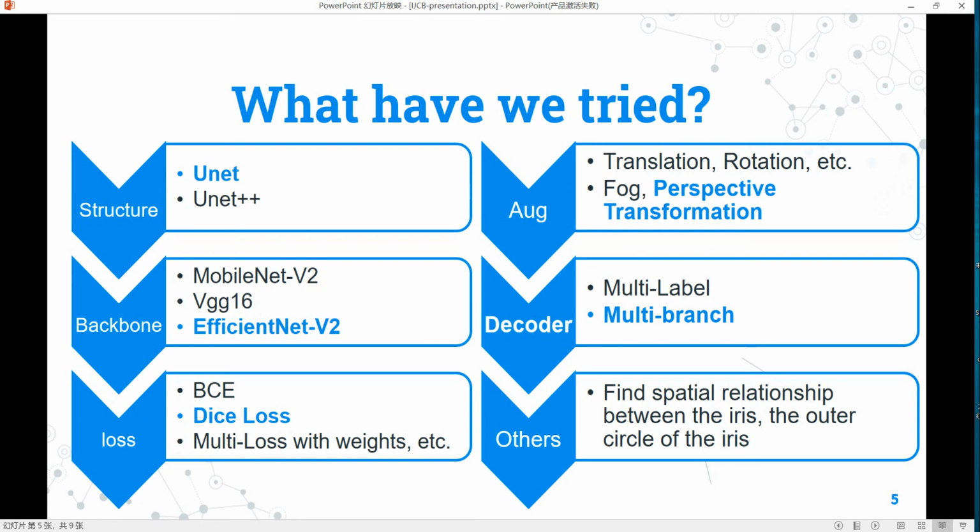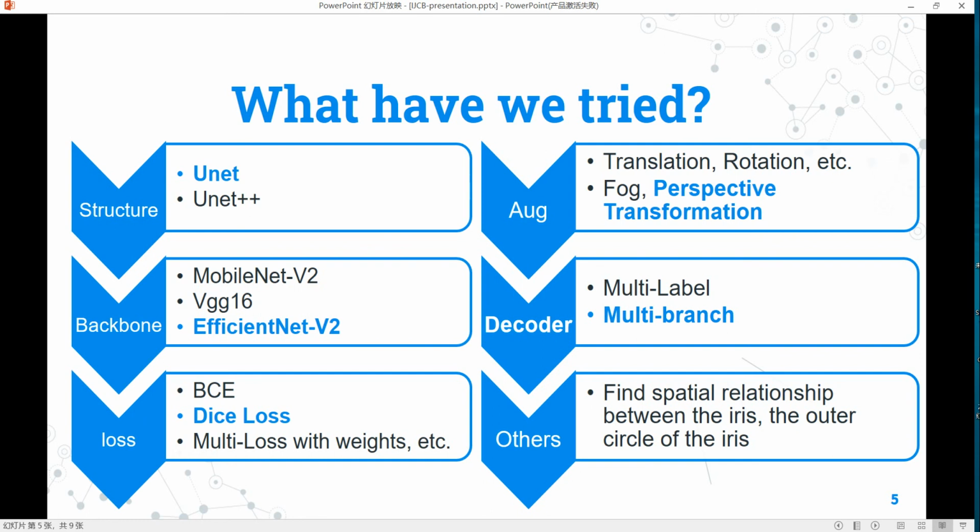The fifth part is the decoder structure. We have tried the multi-label form. Three segmentation result graphs are directly output at the end of the network, but this method was abandoned in the course of our experiment. We chose a multi-branch form similar to multitask learning to decode the feature map.